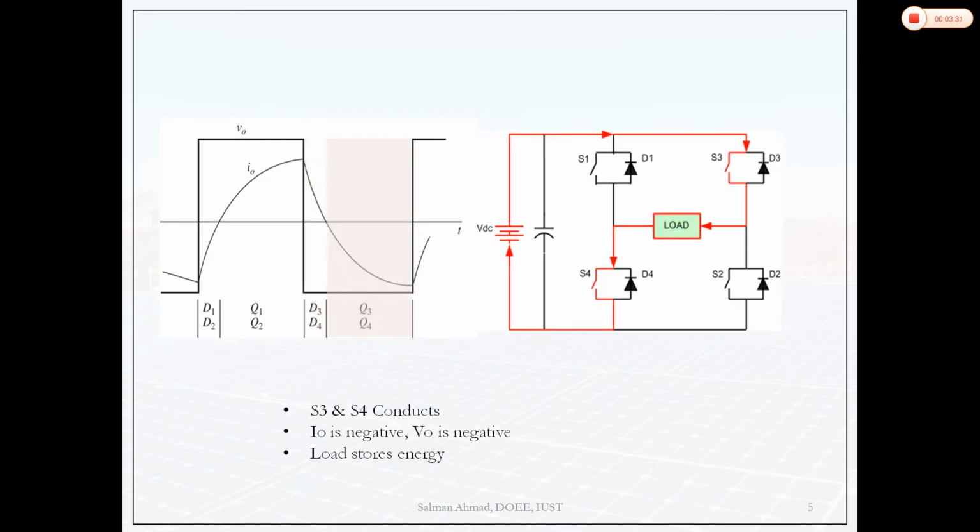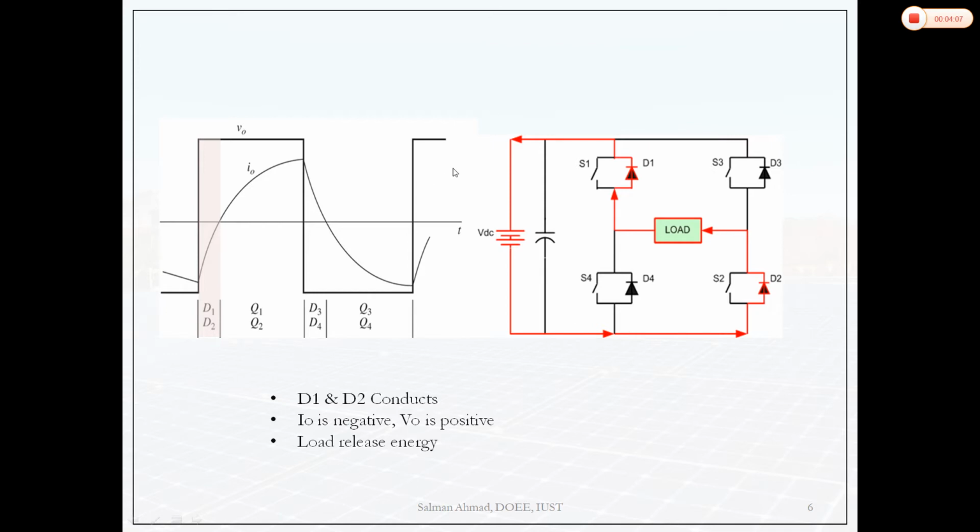Now in the third interval, S3 and S4 are conducting. The current is now negative; one direction of current is positive and the other direction is negative. Here the current is negative and the applied voltage across the load is also negative. Now power is transferred from the source to the load. In this interval, if you multiply voltage and current, you get a positive value.